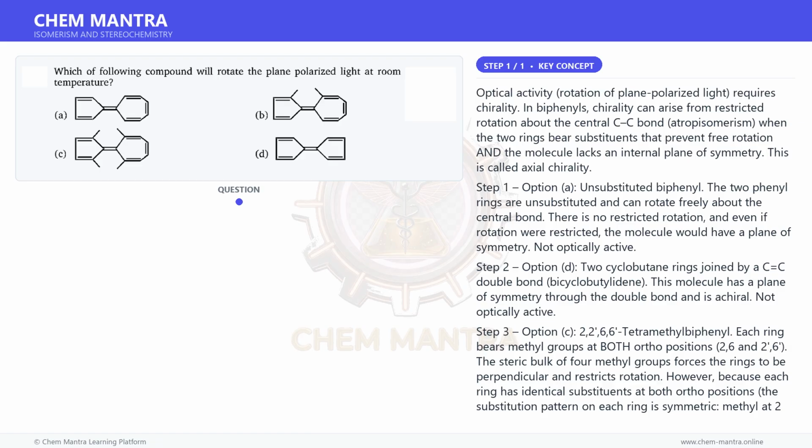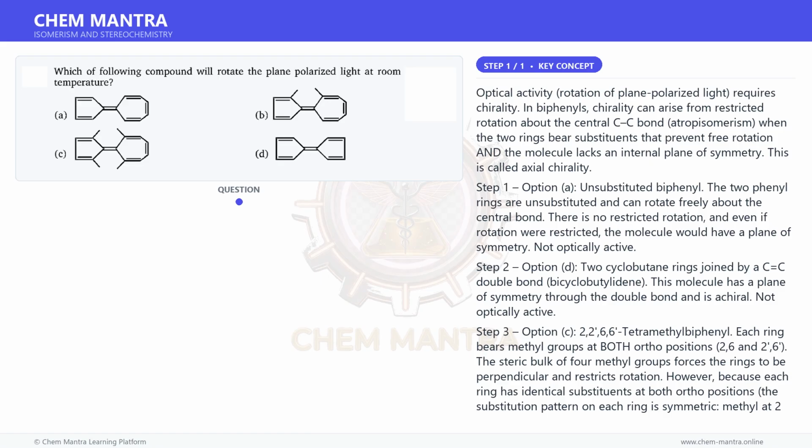With methyl at 2 and 6, each ring individually has a plane of symmetry. The overall molecule has a C2 axis and a plane of symmetry. The molecule is its own mirror image. It is a meso-like situation for axial chirality. Both rings have the same substitution pattern, and there is no non-superimposable mirror image. It is achiral. Not optically active.